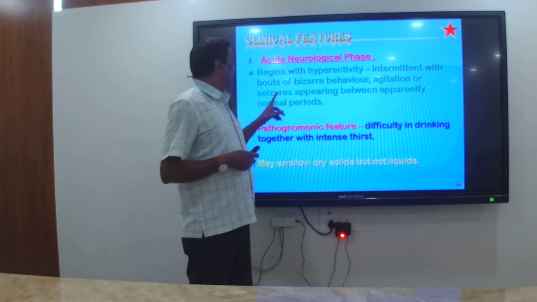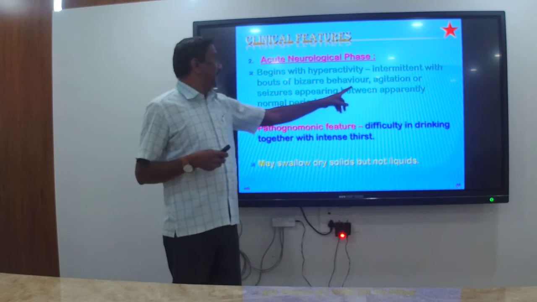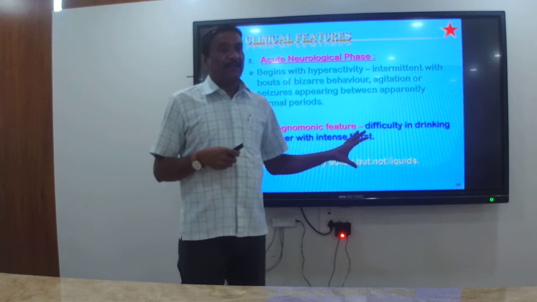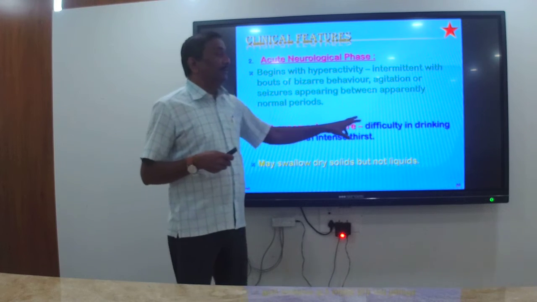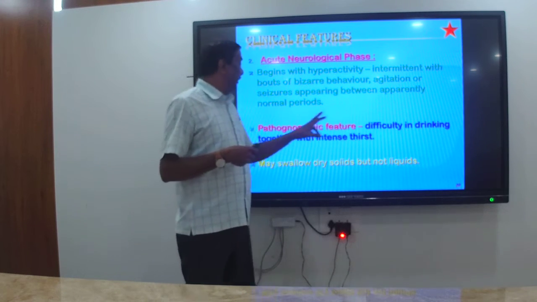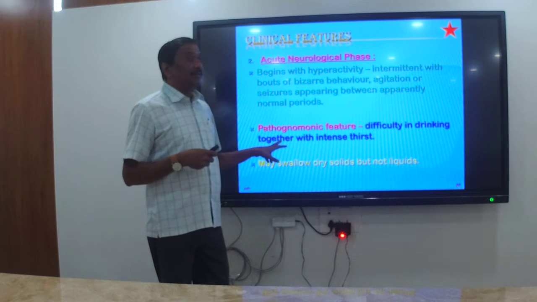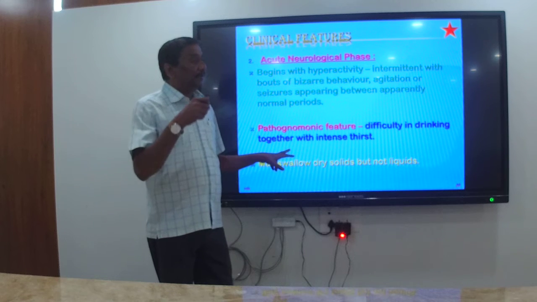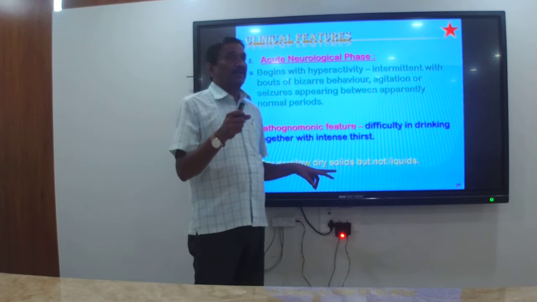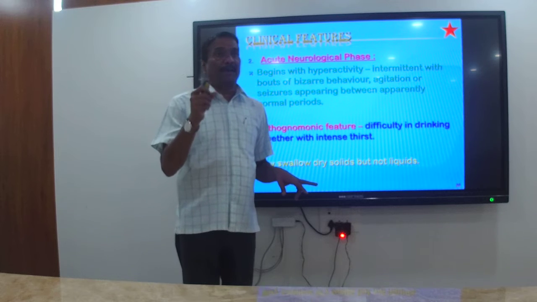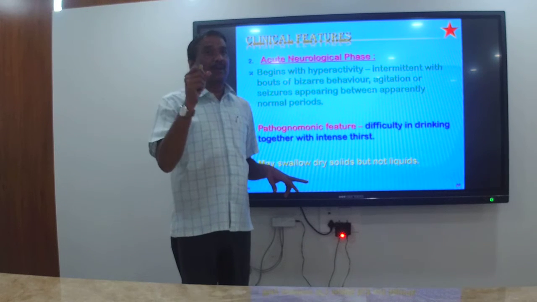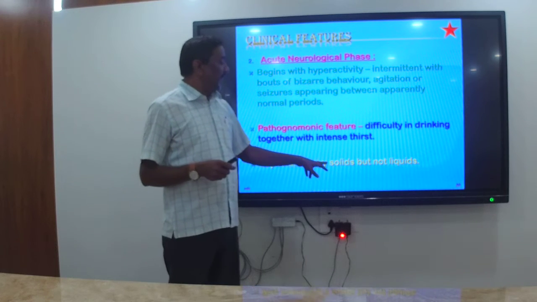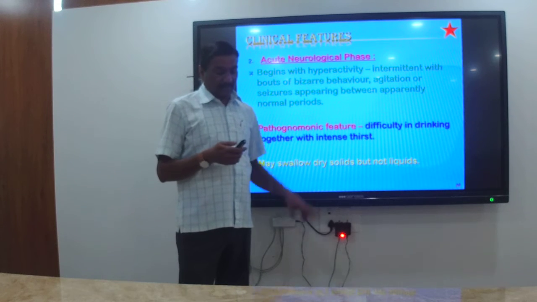Agitation may be seen, or seizures appearing between apparently normal periods. The pathognomonic feature in this case is difficulty in drinking liquids, even if the patient has intense thirst. Now remember, this is a very, very important thing which indicates that the brain has stopped its normal functioning. He may swallow dry solids but not liquids.